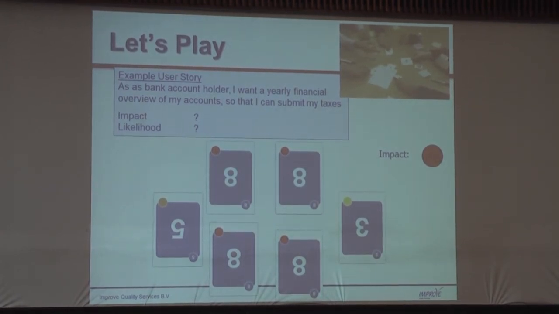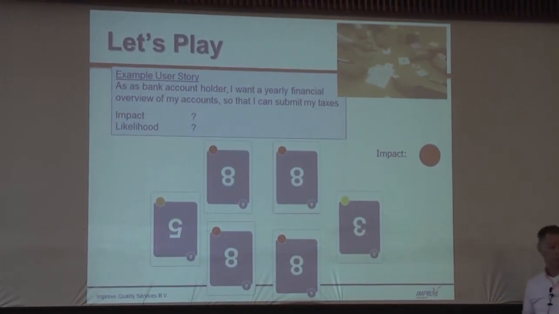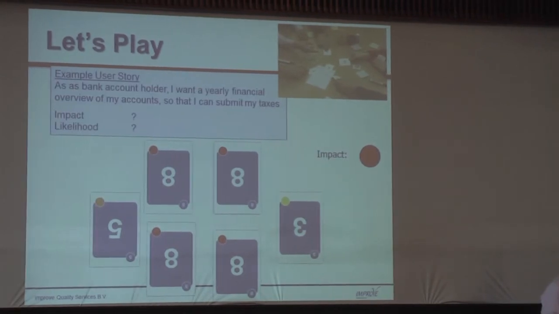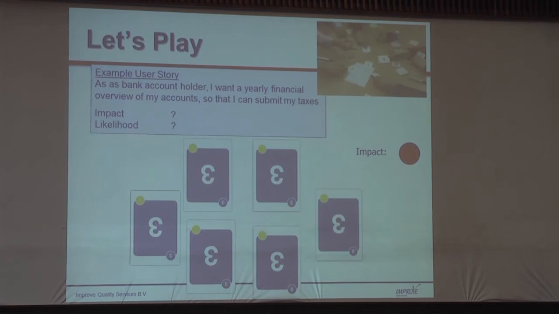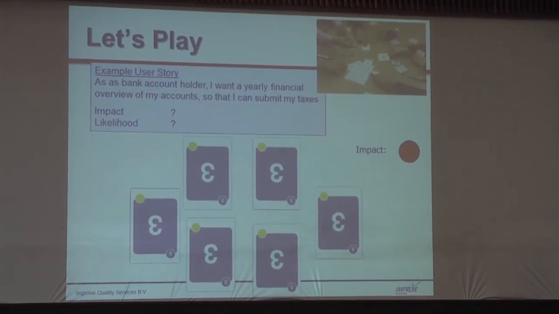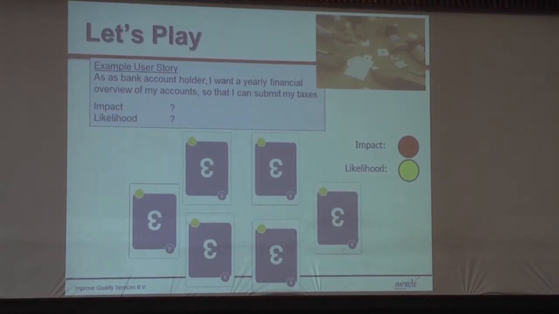Okay, same user story. We only know its impact is high. What about likelihood? Cards, please. Very simplified example, but here we all disagree, it's yellow. Okay, so it's somewhere in between.